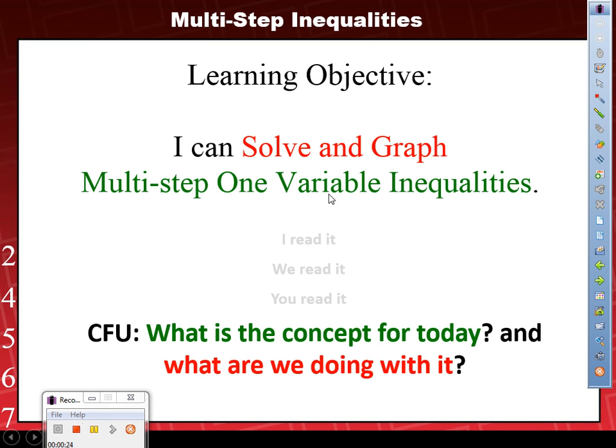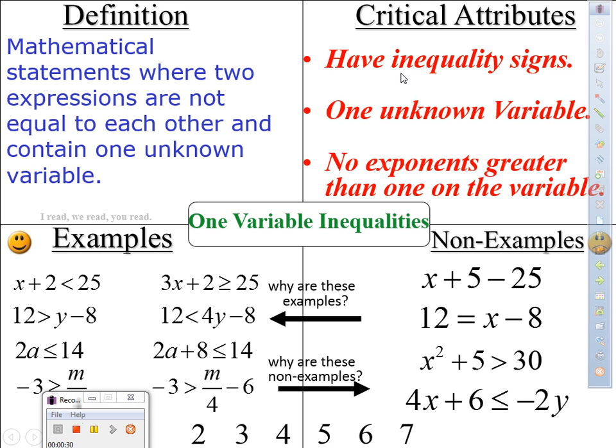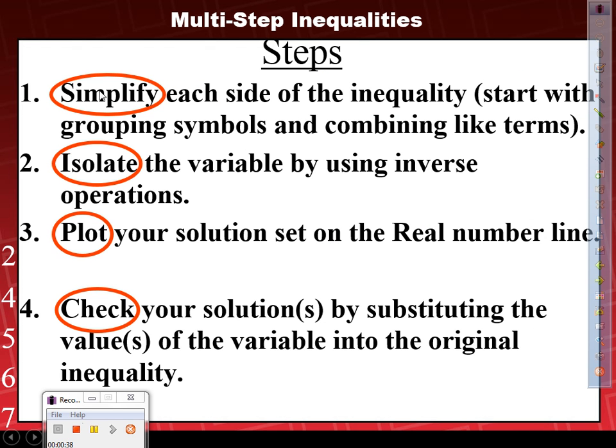So, we know what one variable inequalities are. I gave you examples and non-examples, and we said that the critical attributes were inequality symbols, one unknown variable, and no exponent greater than 1 on the variable. I gave you steps. What were the steps? Simplify, isolate, plot, and check. So specifically for tonight's homework, you need to go through all four steps. I do want to see the checks for all 10 exercises from tonight.